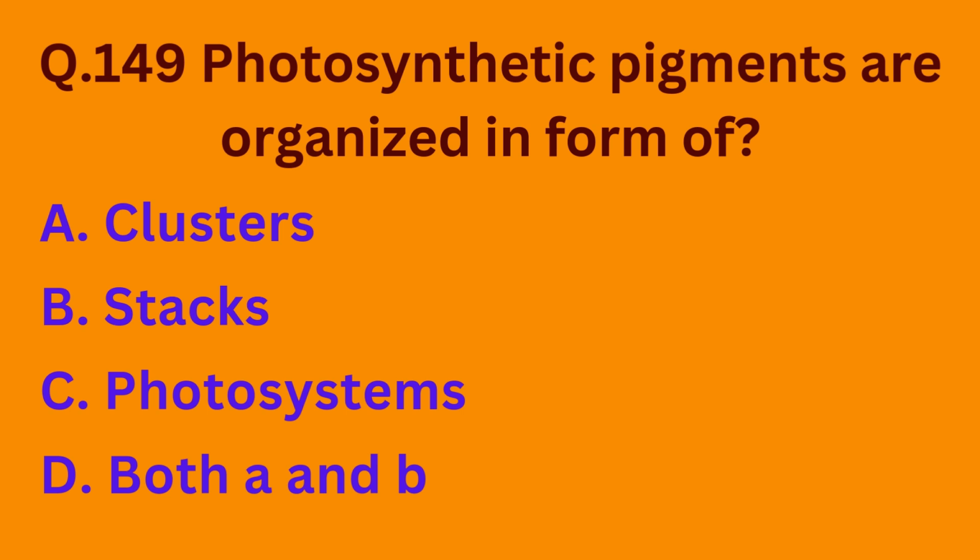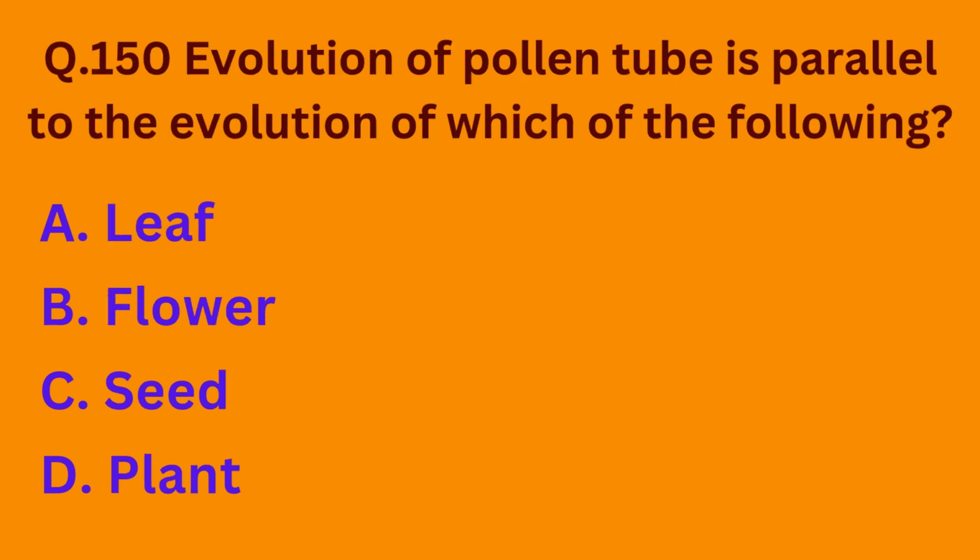Question number 149. Photosynthetic pigments are organized in form of option A clusters, option B stacks, option C photosystems, option D both A and B. The correct option is option C photosystems. Question number 150. Evolution of pollen tube is parallel to the evolution of which of the following? Option A leaf, option B flower, option C seed, option D plant. The correct option is option C.